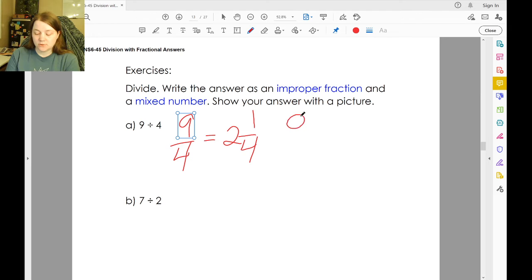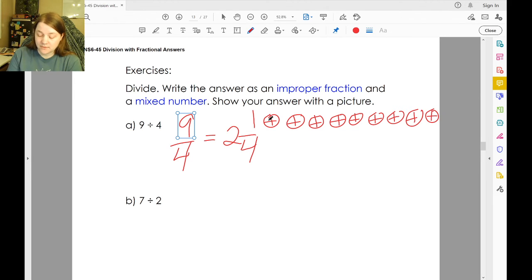Not sure? Let's look at this. 1, 2, 3, 4, 5, 6, 7, 8, 9. And if we split these all into a fourth, and continue to split, and now we color in the fourth.